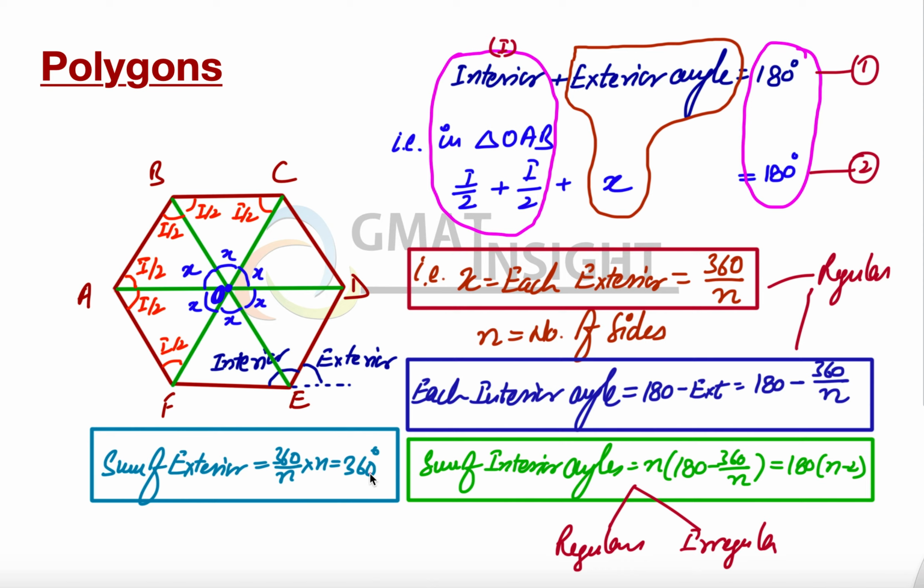But the only important point to note here is that when we say sum of the exterior angles, we always extend all the sides in only one direction. For example, this side FE we have extended only in the anti-clockwise direction. So we will extend all the sides only in the anti-clockwise direction, and all the exterior angles that we see in the figure will add up to 360 degrees.